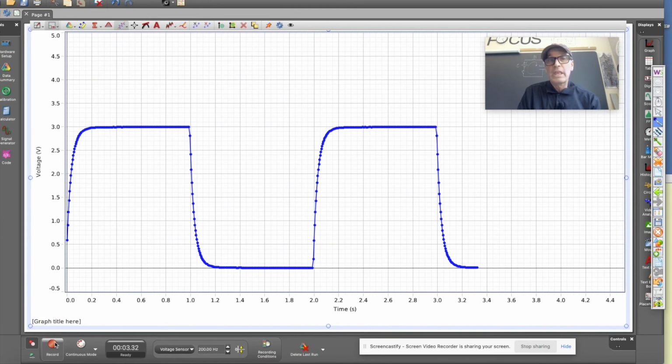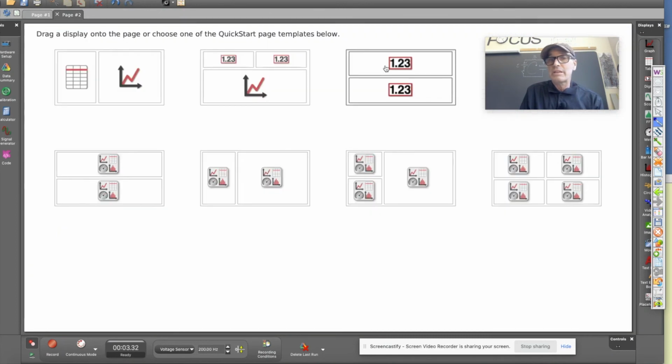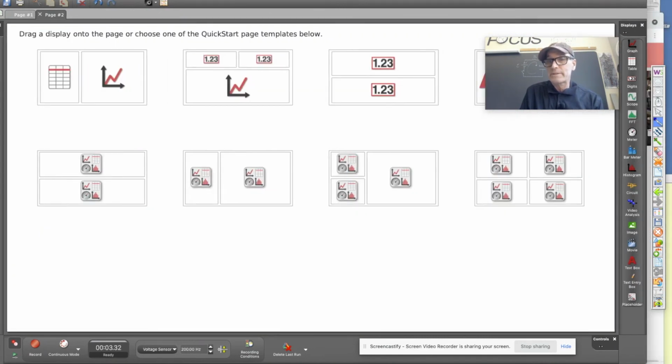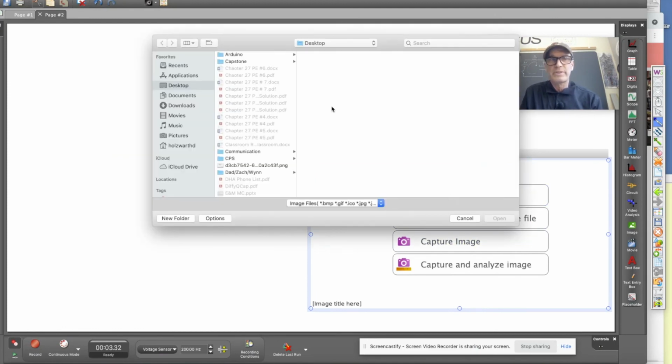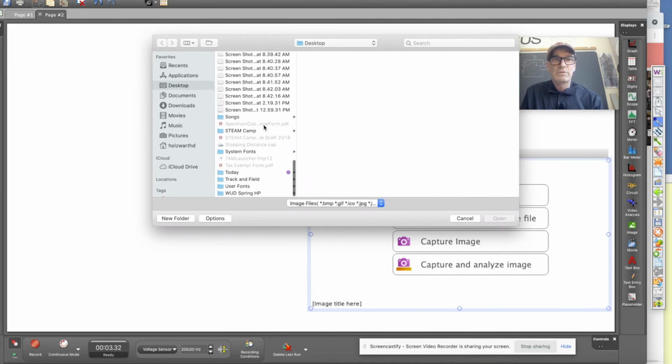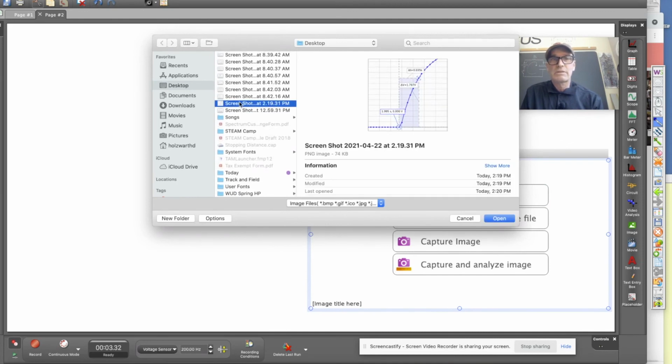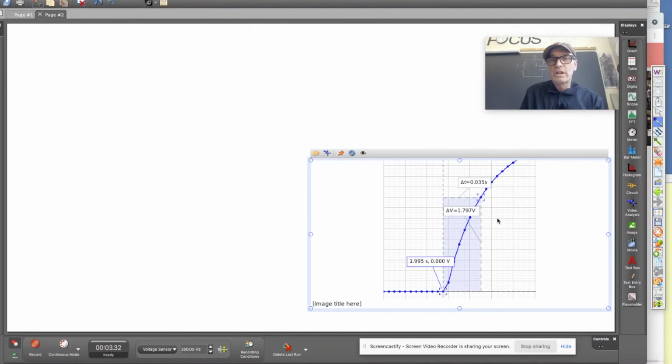There you go. And I thought I'd show you what you can do with this graph, especially when it comes to the capacitance time constant, tau equals RC. I'm just going to add a page here and then bring in a graphic that I screenshot from a previous recording. And so let's see, open image file. I'll just talk briefly about it. Desktop, let's see, where is it? I think that's it. No, not that one. Oh, there it is. Okay, so check this out.